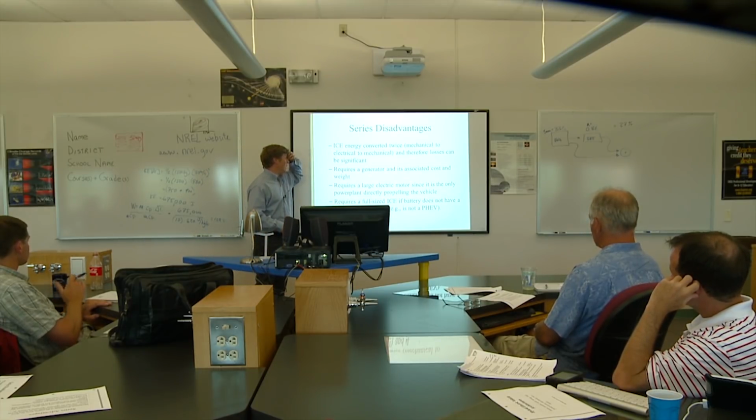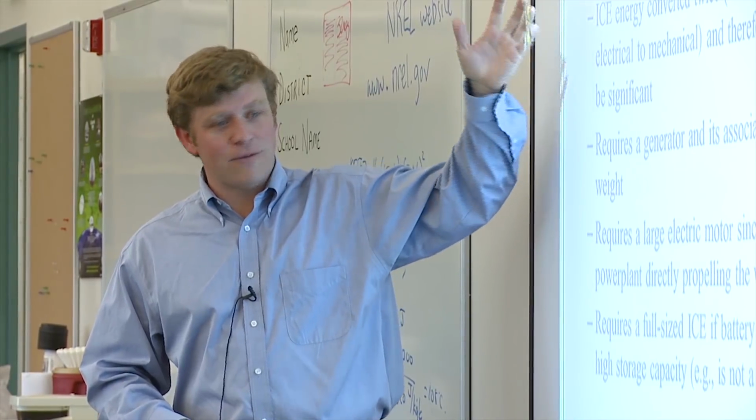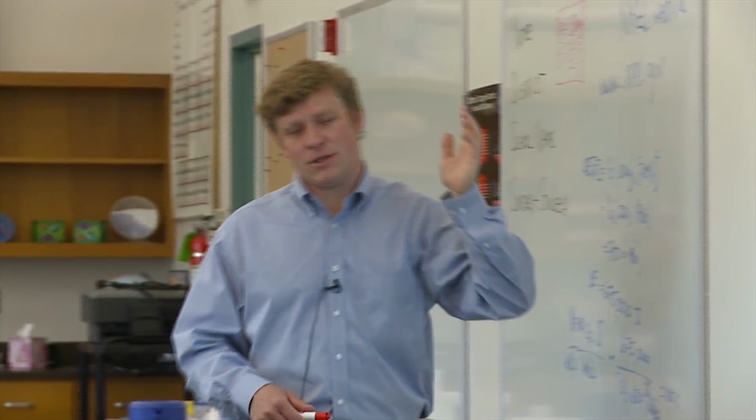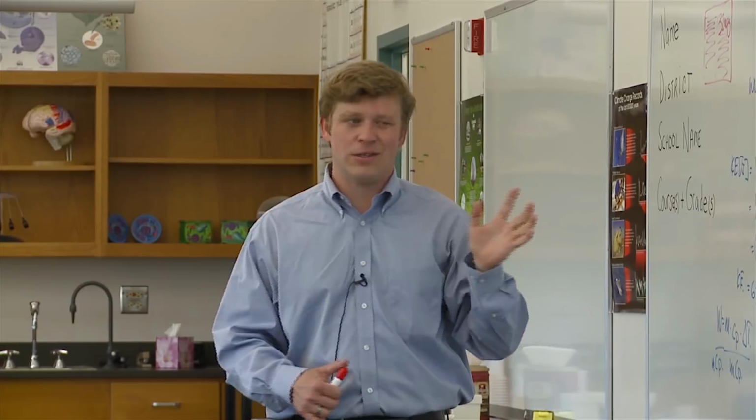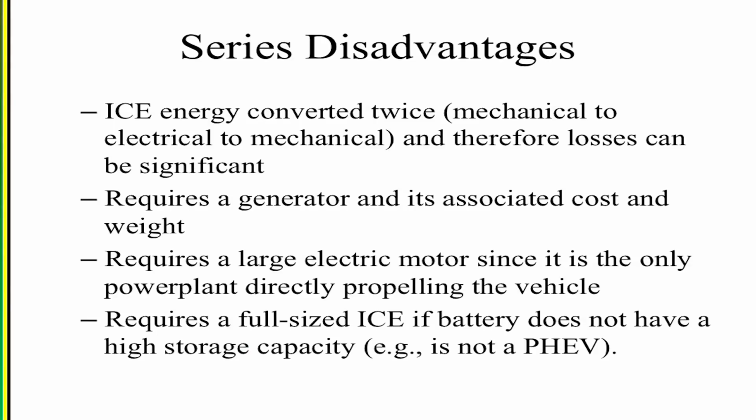Oftentimes, for instance, an electric motor is 90% efficient and a battery in-out efficiency might be 80% efficient. So if you multiply 90% times 80% times 90% again, you get 64% efficiency for that powertrain. And that's compared to the 99% efficiency of a conventional transmission, just a gear set, right? So this can be a big deal.